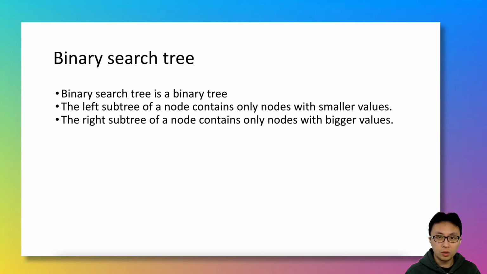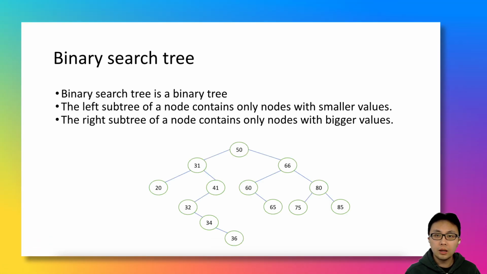A binary search tree is a binary tree with a special feature. In a binary search tree, the left subtree of a node contains only nodes with smaller values. The right subtree of a node contains only nodes with bigger values. An example of binary search tree may look like this. You can focus your attention on any nodes, and then check its left or right subtrees to examine this special feature, or say property of binary search trees.